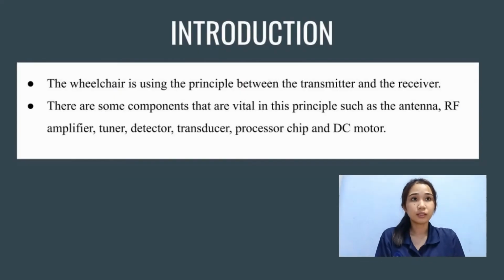The smart electric wheelchair is using the principle between the transmitter and the receiver. There are some components that are vital in this principle, such as the antenna, radio frequency amplifier, tuner, detector, transducer, processor chip, and DC motor. Each of these components has its own function in order to produce work done to the wheelchair. The flow of the signal transmission is shown on the diagram.